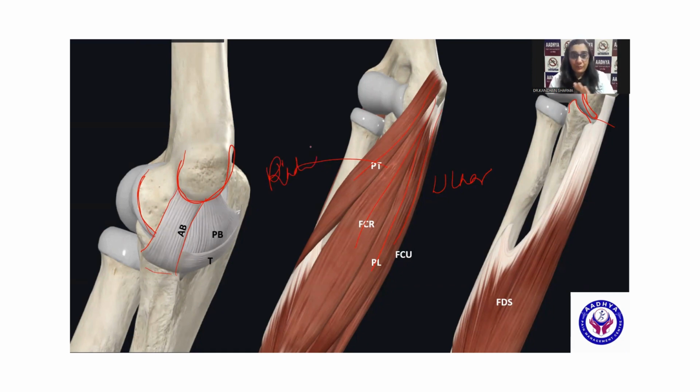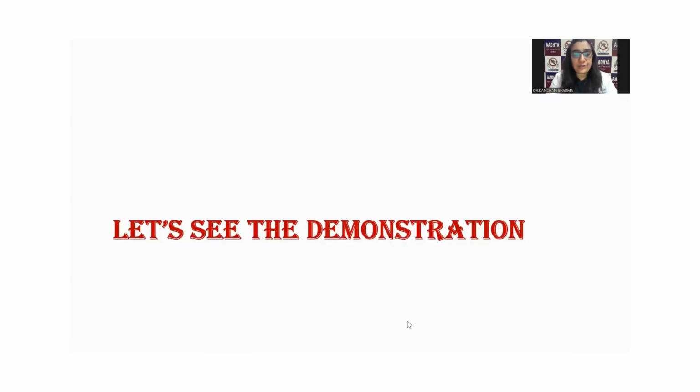Right? So again, we will repeat it before going into the demonstration. The common flexor tendon is a tendinous origin of these five muscles. What are the five muscles? Going from the lateral to the medial side, you have the pronator teres, then the flexor carpi radialis, then the palmaris longus, then the flexor carpi ulnaris, and beneath that, your flexor digitorum superficialis. Beneath this, you will be able to see the anterior band of the ulnar collateral ligament, which also extends from the medial epicondyle and goes up to the sublime tubercle of the ulna. So let's see the demonstration now.